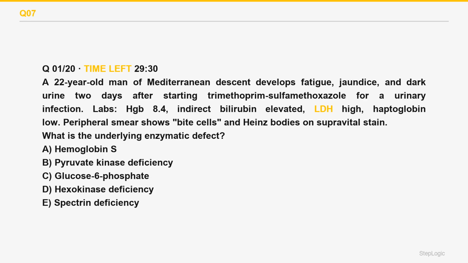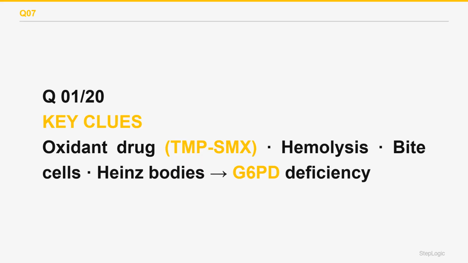Read the command, underlying enzymatic defect, acute hemolysis after an oxidant drug, bite cells, Heinz bodies, Mediterranean descent, G6PD deficiency. Glucose-6-phosphate dehydrogenase is the rate-limiting enzyme of the pentose phosphate pathway, which generates NADPH. NADPH keeps glutathione reduced, and reduced glutathione is the red cell's main defense against oxidative stress.